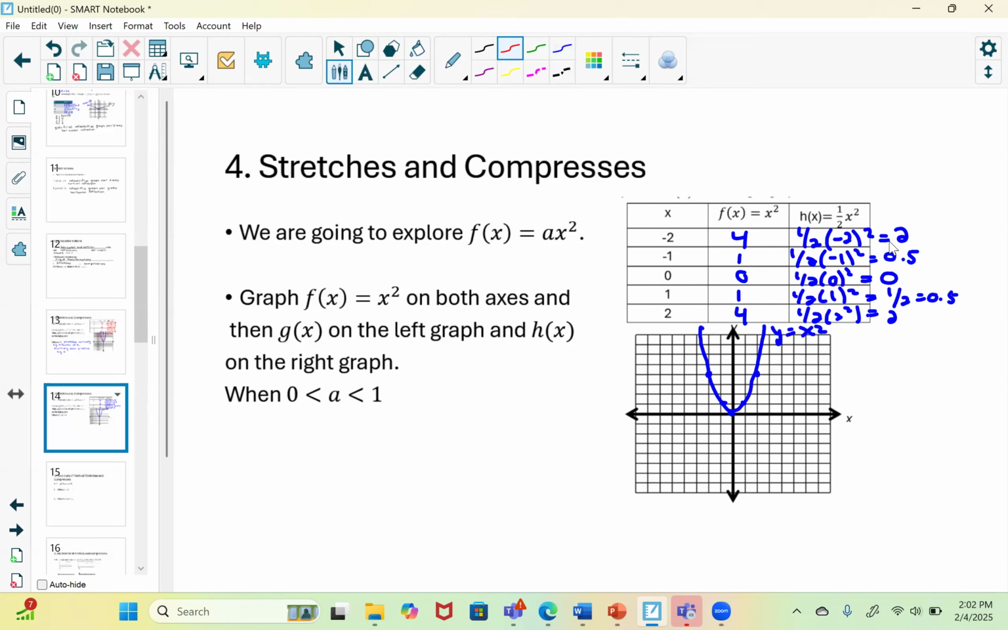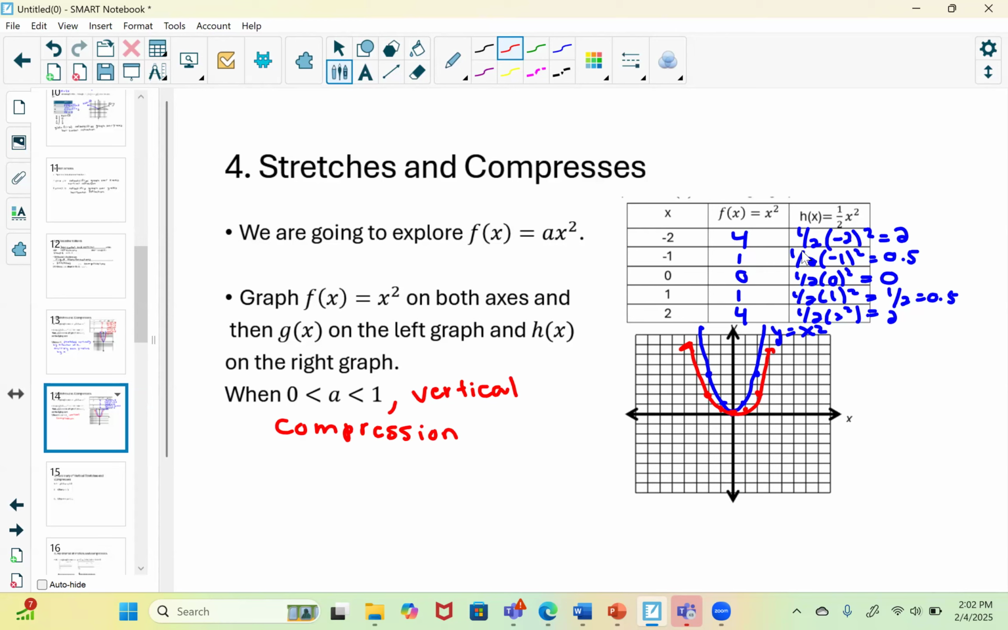So when X is -2, Y is 2. When X is -1, Y is 1/2. So we're just going to go halfway. Kind of hard to graph. 0, 0, still there. 1, 1/2. And 2, 2. So what we call this, when A is between 0 and 1, we call this a vertical compression. Which means like all the Y values are being compressed down.